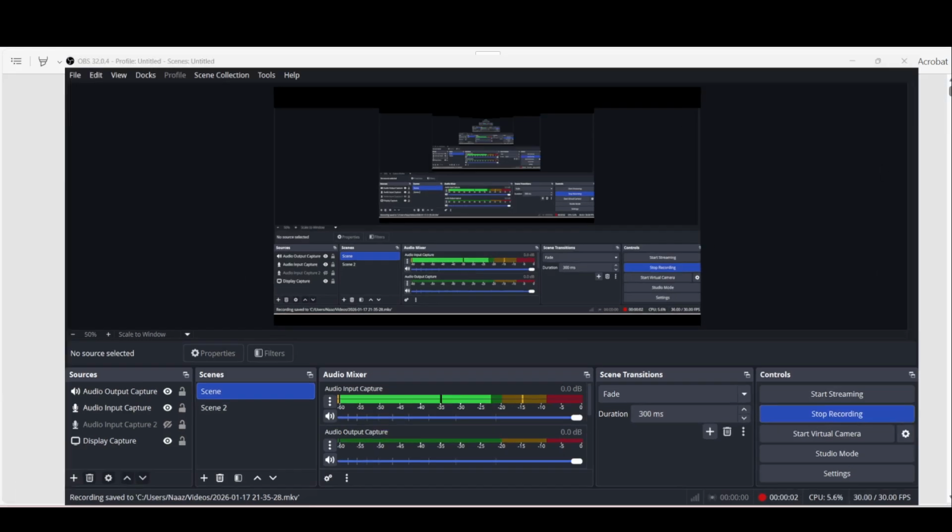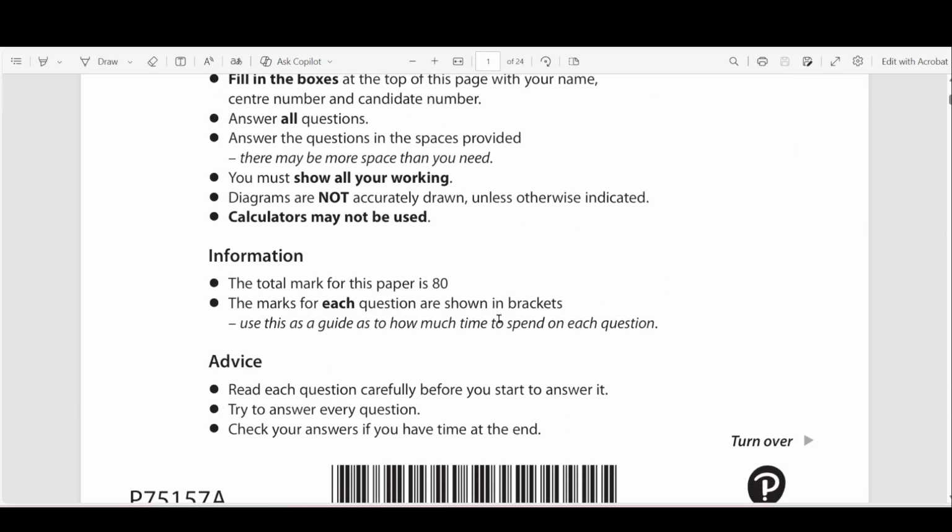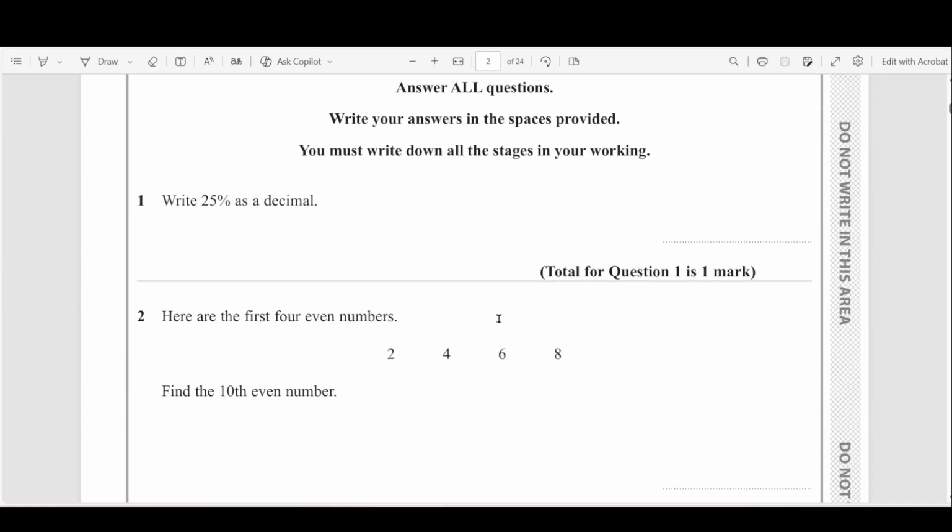Hello everyone. So today we are going to do this foundation paper of November 2024. Let's start with question number 1, which says write 25% as a decimal.